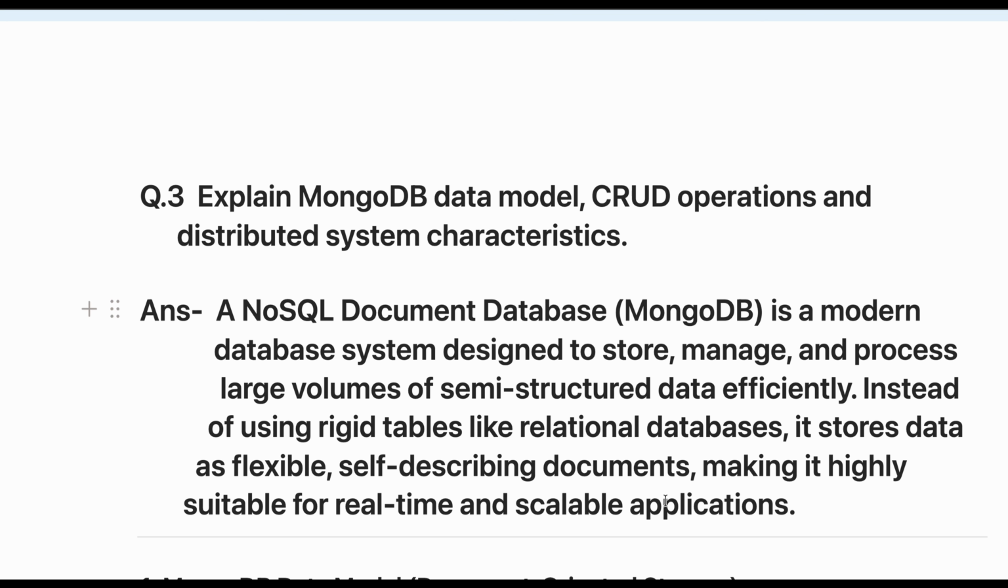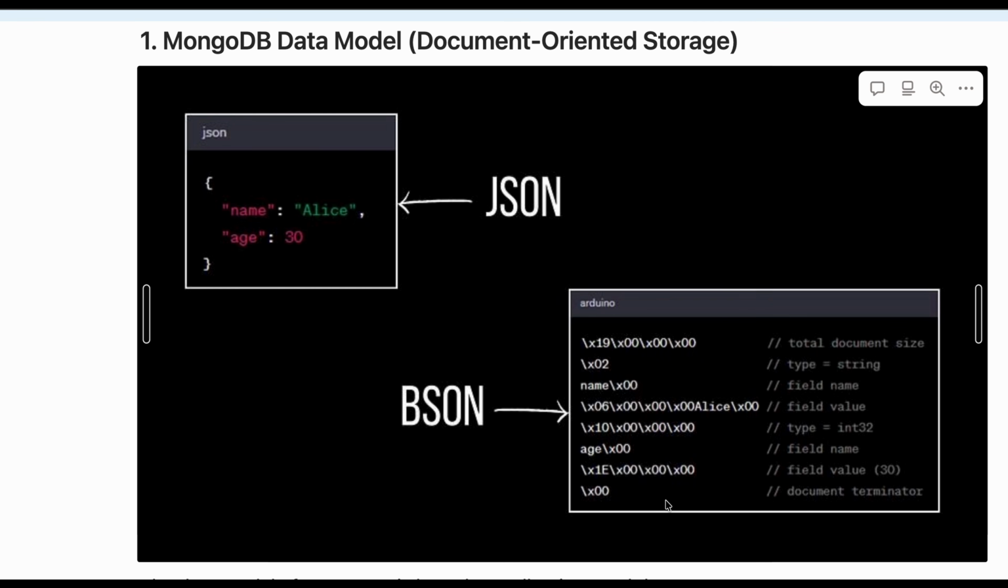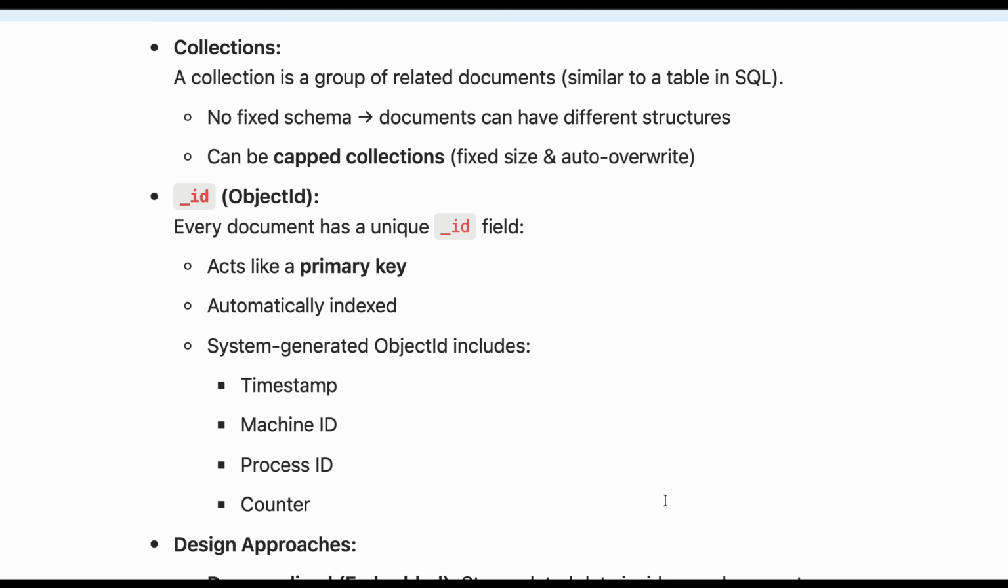Now let us understand the MongoDB data model. The basic unit is a document. Documents are stored in BSON format, which is a binary form of JSON. Each document contains key-value pairs. Next we have collections. A collection is a group of related documents, similar to a table in a relational database. But here there is no fixed schema, so different documents can have a different structure, and each document has a unique field called _id which acts like a primary key.